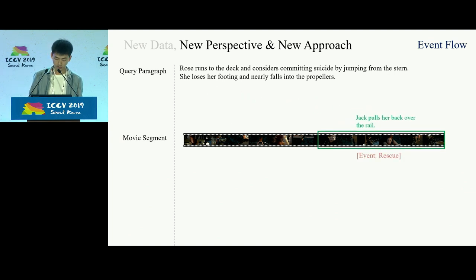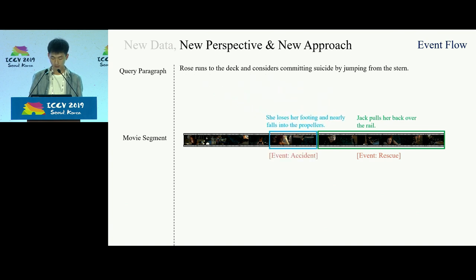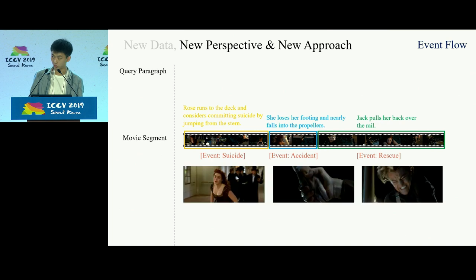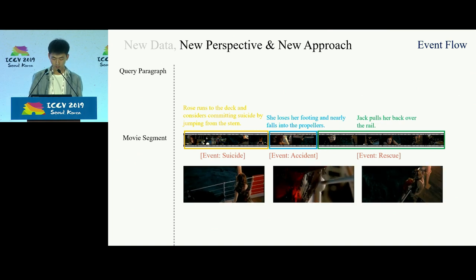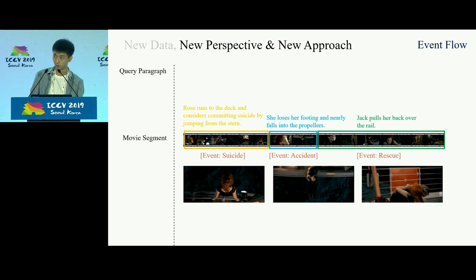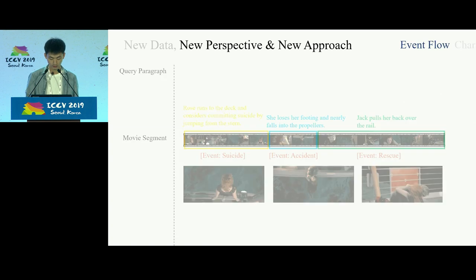Therefore, instead of calculating similarity score using dot product of single feature vectors from two modules, we get the similarities by aligning each sentence to a subsequence of movie segment. This can be formulated as a warping problem on a bipartite graph and effectively solved by dynamic programming.